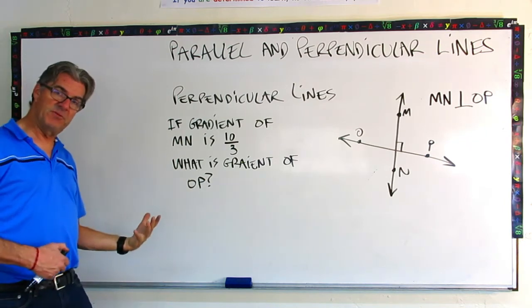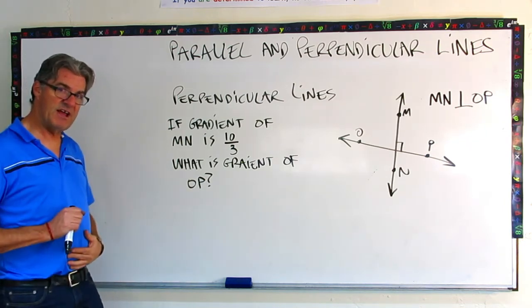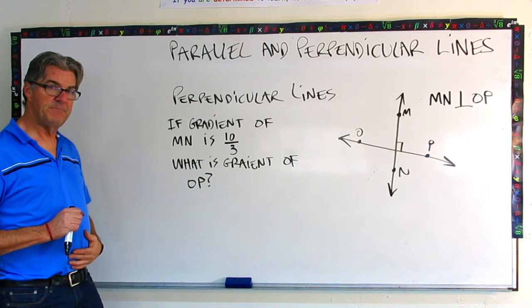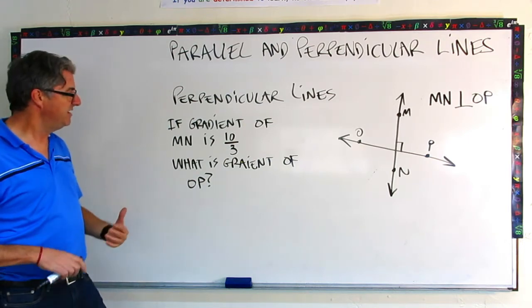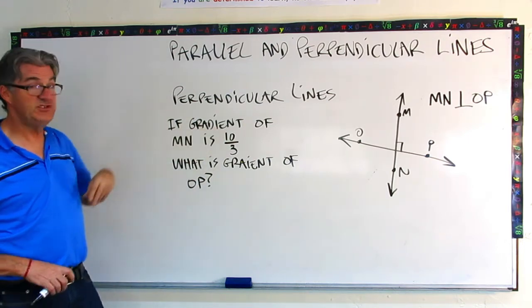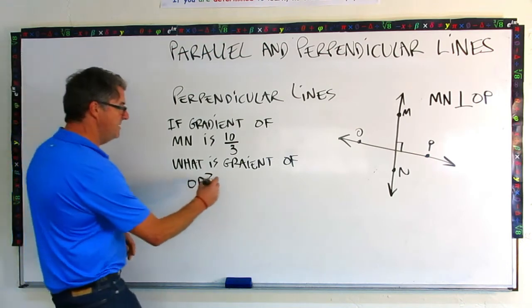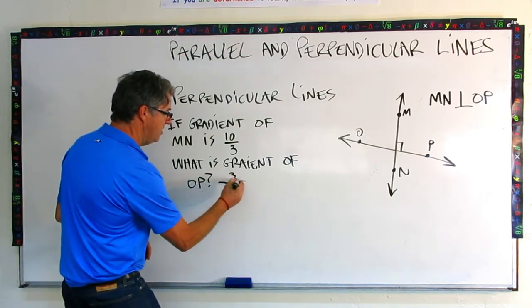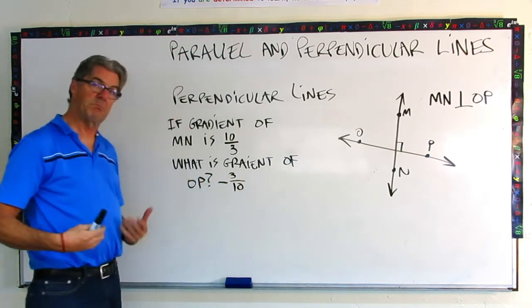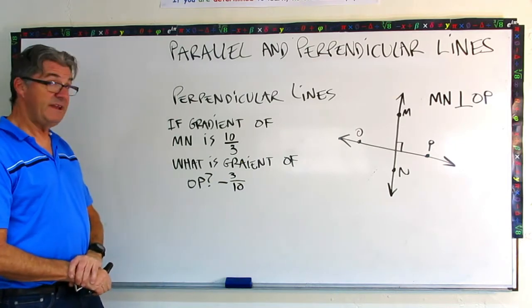Now if you remember from the previous lesson, pause the video right now and see if you can do that. Okay, let's see how you did. You flip the fraction and change the sign. So this would be minus 3 over 10. Okay, pretty straightforward. Now let's test it.